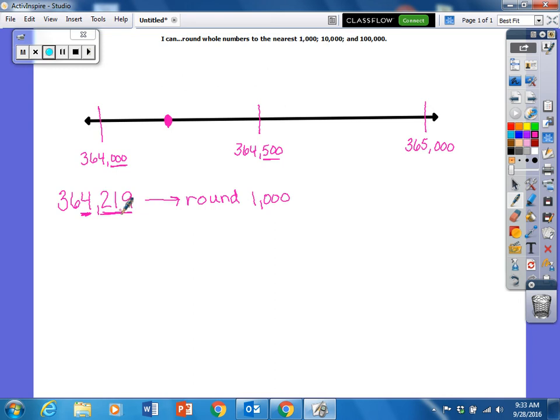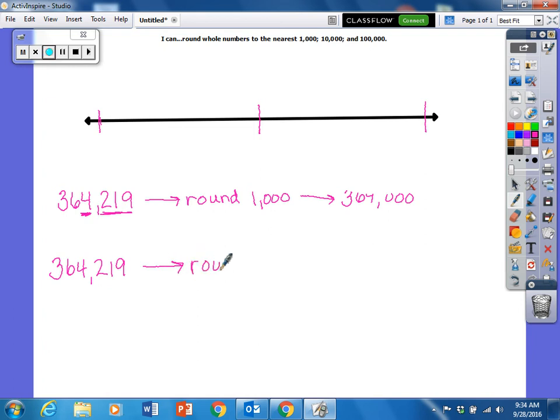So then when we look at our 219, it's closer to which? Is it closer to 364,000 or is it closer to 365,000? That is absolutely correct. It is closer to 364,000. So when we round this number to the nearest 1,000, our answer is 364,000. So now I am going to take my eraser tool and erase these benchmark numbers, and we're going to use this same number and round it to the nearest 10,000. So 364,219 rounded to the nearest 10,000.